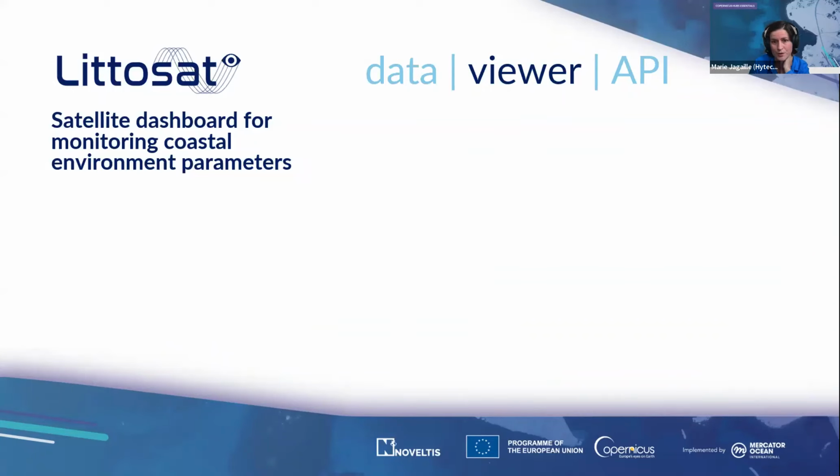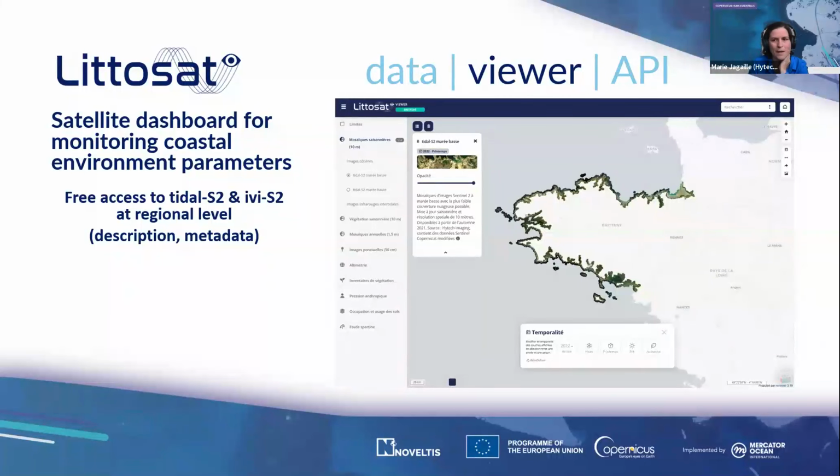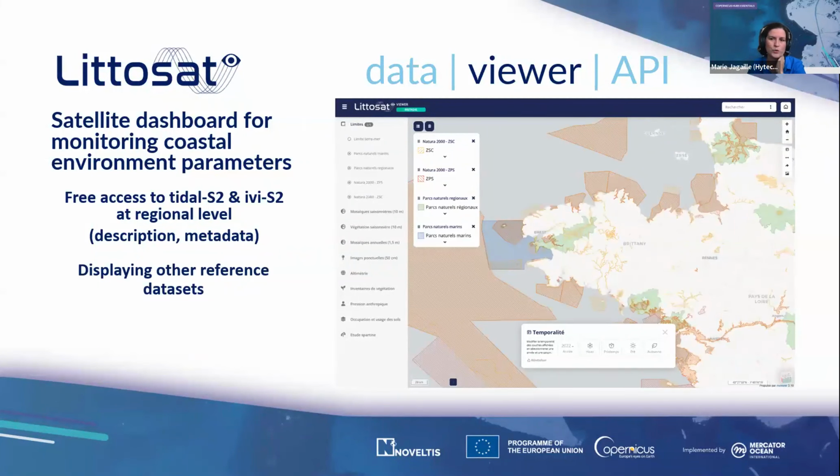In addition to these datasets, we offer a viewer. It's open and free and based on an open source solution. It allows us to display and describe Tidal S2 and IVS2 datasets and link to the metadata. It also allows additional datasets to be displayed. In this case, for example, we can see the areas covered by protection measures, such as marine protected areas in blue, regional park in green, and areas of the Natura 2000 network in orange.